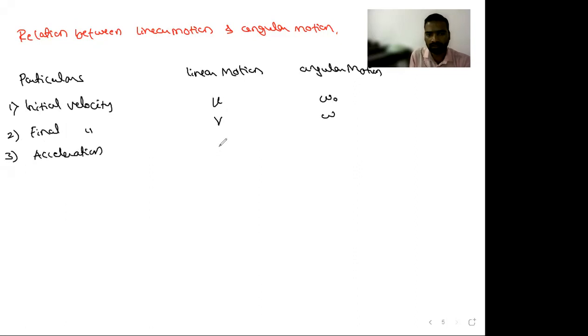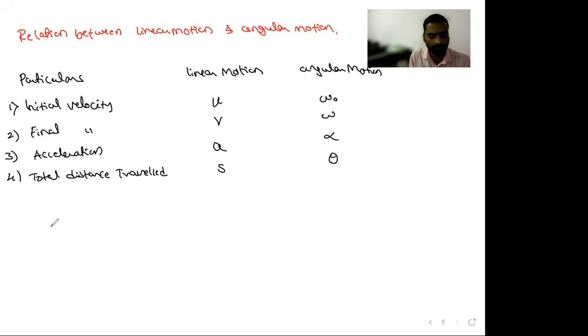Here in linear it is a. In angular acceleration, it is alpha. Total distance traveled, that is the displacement. In linear it is s. Here in angular motion it is theta.